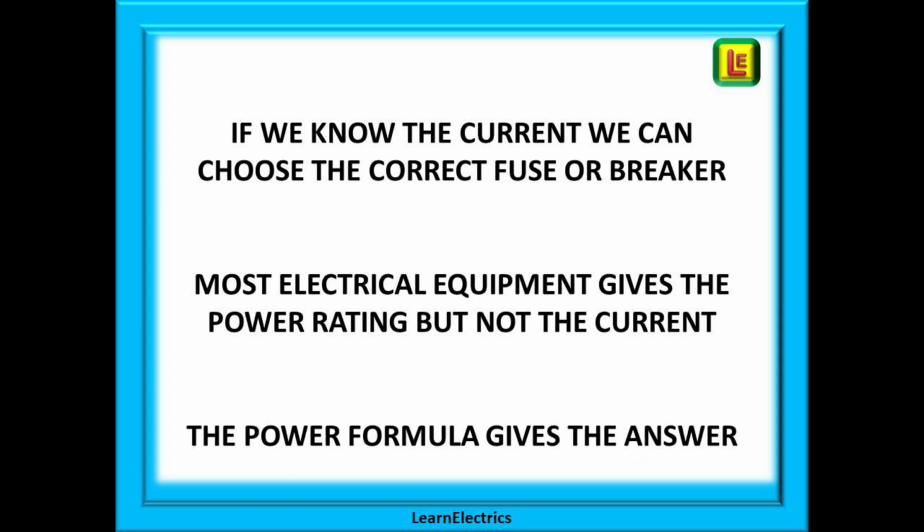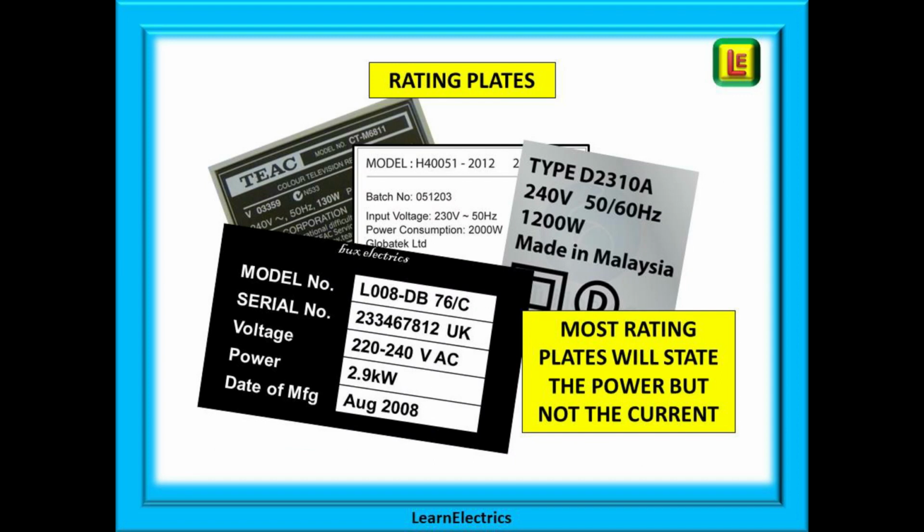If we use the power formula, we can calculate the current that is used from the watts that are stated on the rating plate. Most equipment will have a rating plate or label somewhere on it. As you can see here, the current is not given on any of these labels. Only the power is given, as shown by the red circles, plus the working voltage.